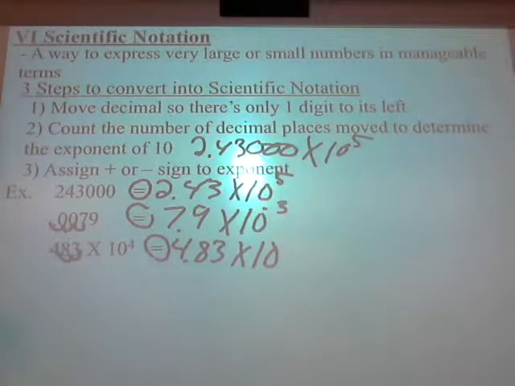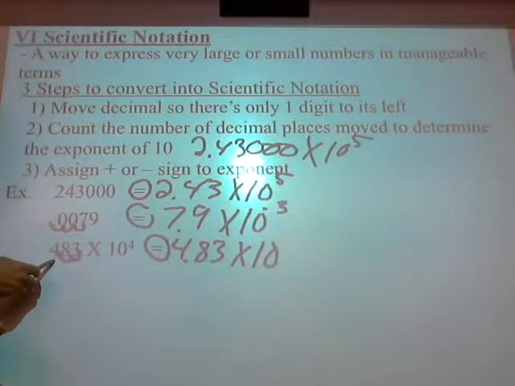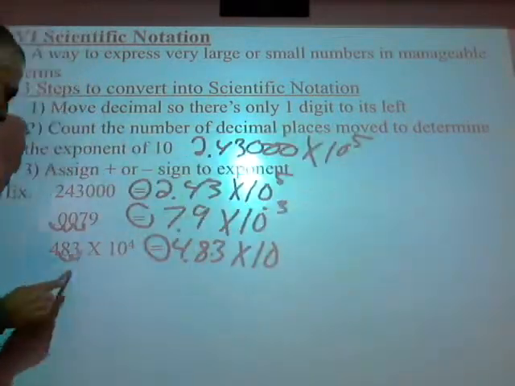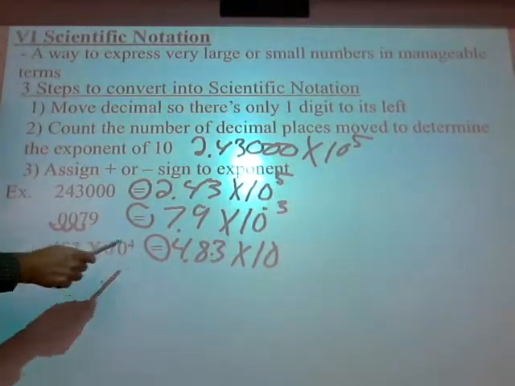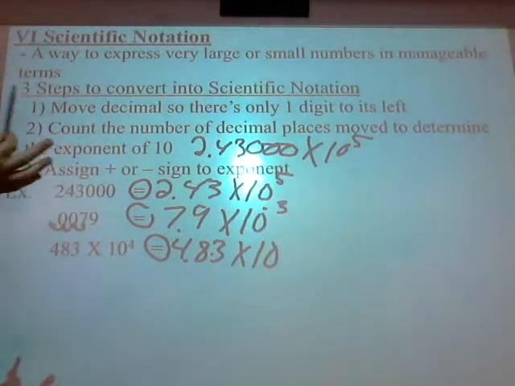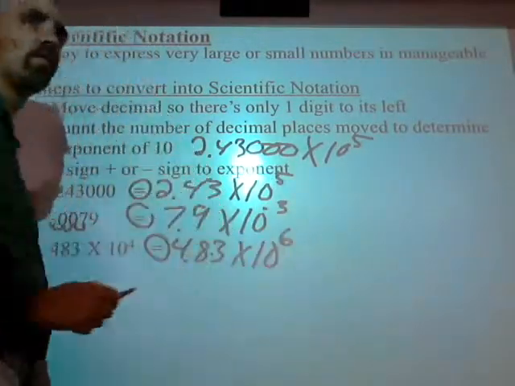Make it negative? No. Make it bigger. I made this guy smaller by 2 spaces. Do y'all agree I did that when I went from 483 to 4.83? I made this number smaller. But they still have to be equal. So what will I do? I have to make him bigger. And by how many places? 2. So it'll be 10 to the 6th power.